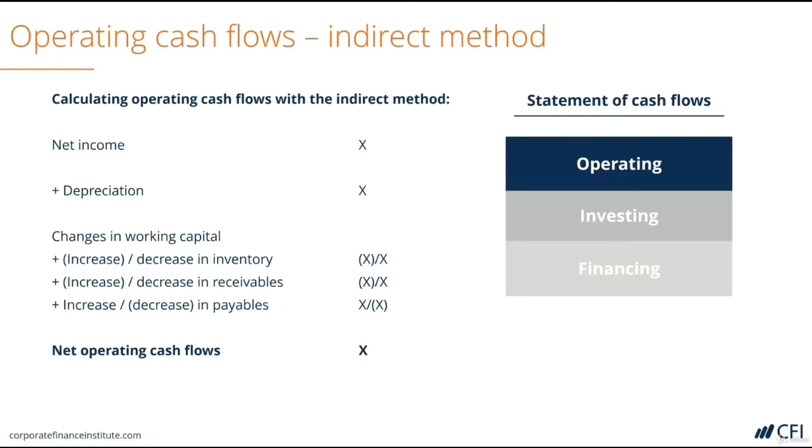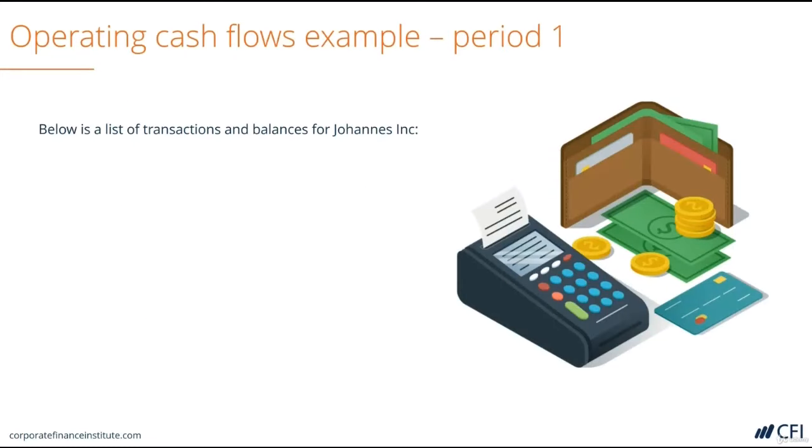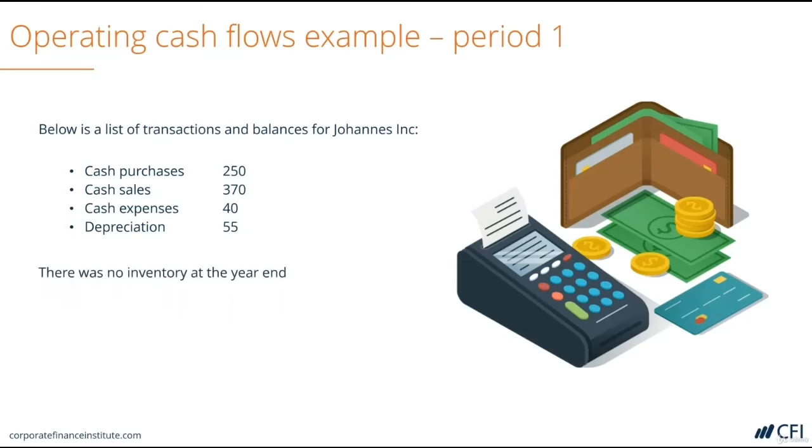Now we are going to build up the operating cash flow section of the cash flow statement using real numbers and using both the direct and indirect methods. Below is a list of transactions and balances for Johannes Inc. Cash purchases of $250, cash sales of $370, cash expenses of $40, and a depreciation expense of $55. Additionally, there is no inventory left at the end of the year.